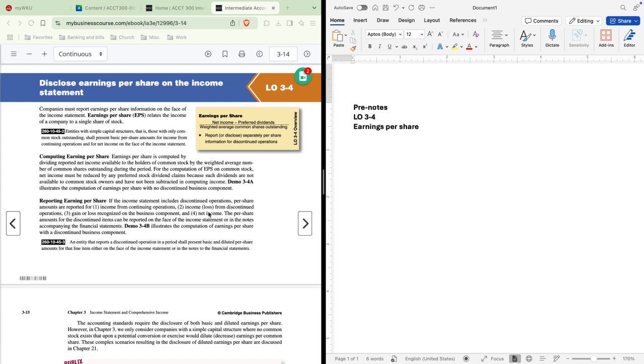Now, the idea of pre-notes is that I look at the course schedule and I see what we're going to do during the next class. And in my course schedule, in this example, I see that in our next accounting class, we're going to do earnings per share. And that's learning objective 3-4. So before I come to that class, I'm going to take some pre-notes.